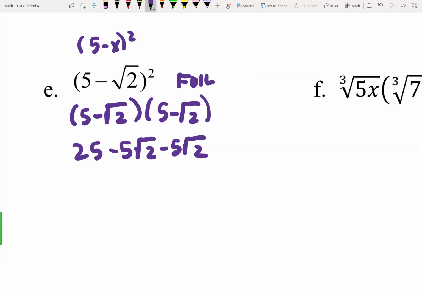Look, negative times a negative is a positive. What's the square root of 2 times the square root of 2? 2. Man, you guys are awesome. It's going so much better, so much faster. Our pace is good. It's good.